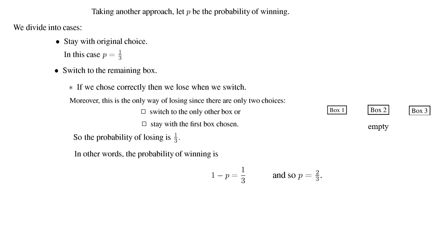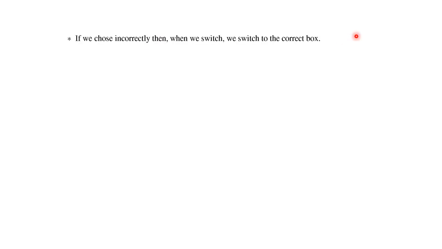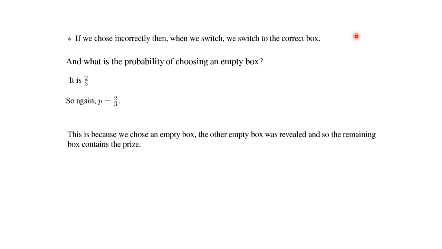On the other hand, suppose you initially chose incorrectly. In other words, you chose an empty box. When you switch to the only remaining box, it must have the prize, because the second one is empty. If you chose incorrectly, then the first one is empty and the third one has the prize. And what's the probability of initially choosing an empty box? It's 2/3. So the probability of winning is 2/3.